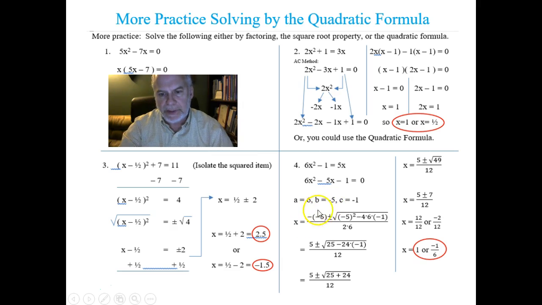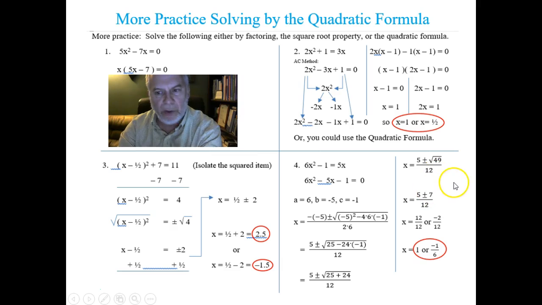So it's negative b, so negative of negative 5, so 5, plus or minus the square root of negative 5 squared, minus 4 times a, which is 6, times c, which is negative 1. And then negative 5 squared gives you 25. Minus 24 times negative 1. Well, negative 24 times negative 1 is positive 24. And on the bottom, you have 2 times 6. So that adds up to 49 inside the square root. So you have 5 plus or minus the square root of 49 over 12.